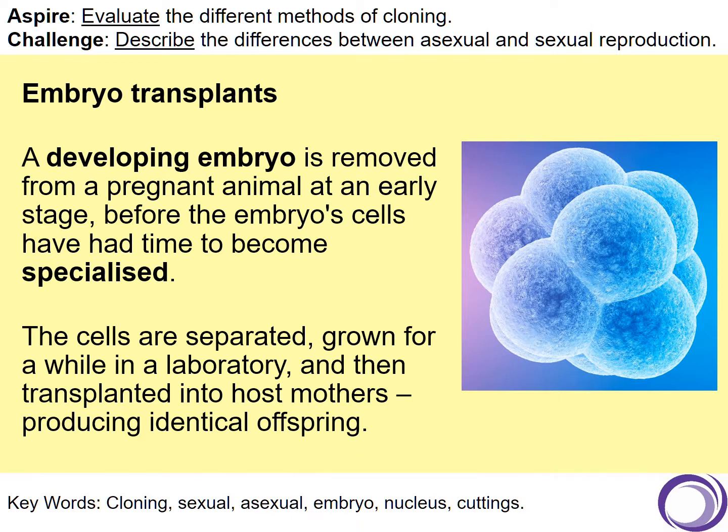And all of those offspring will then be genetically identical to the original embryo that was removed from the pregnant animal. So if you look at the image on the PowerPoint slide, that embryo, 4 or 5 days old, could be split into about 10 different embryos, which would then be transplanted into 10 host mothers. So there's still going to be 2 parents involved because the embryo was fertilized originally in the normal way. But once that embryo has been fertilized and is starting to develop, it will then be separated.